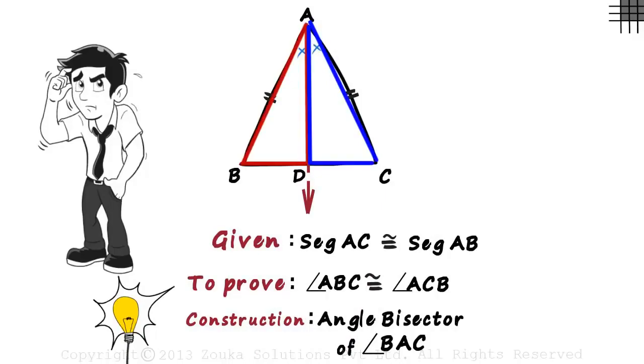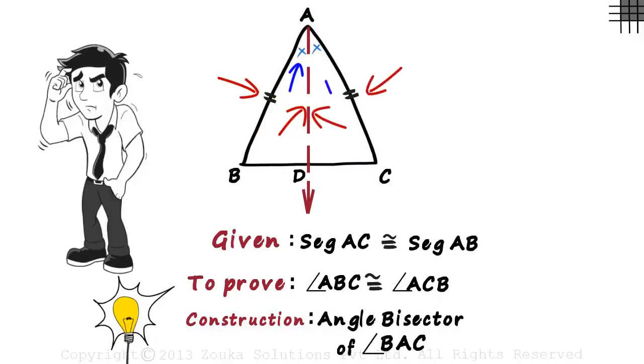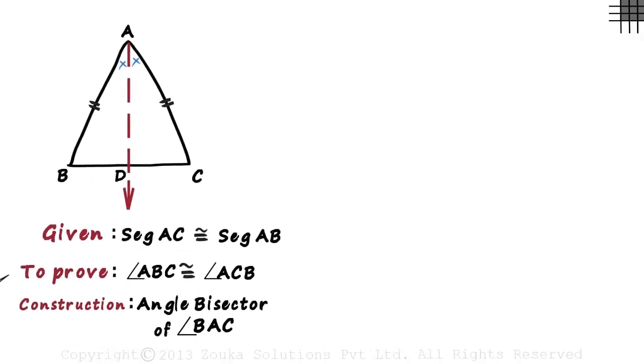Now we have two triangles, triangle ABD and triangle ACD. If we somehow manage to prove that two sides and an included angle of triangle ABD are equal to the corresponding two sides and an included angle of triangle ACD, then we can say that the two triangles are congruent. After we have jotted down the data given and the to prove section, we go to the proof.